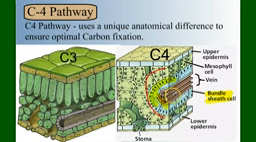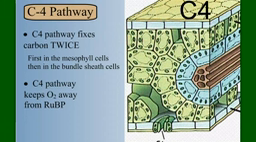And in the middle of the bundle sheath cells is vascular tissue, our xylem and phloem, that bring water up to the leaf and take the sugars away. So this difference in anatomy is going to be responsible for allowing what we're about to see happen. Let's take a closer look.